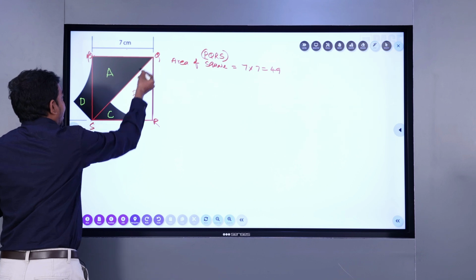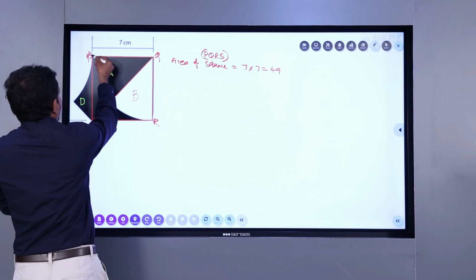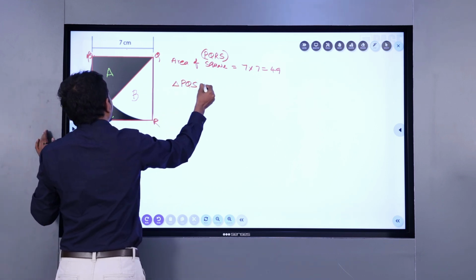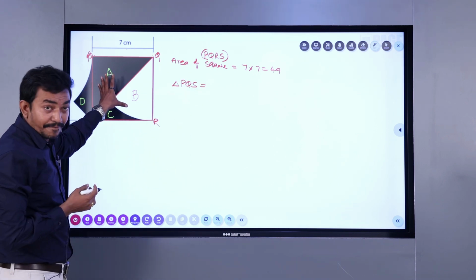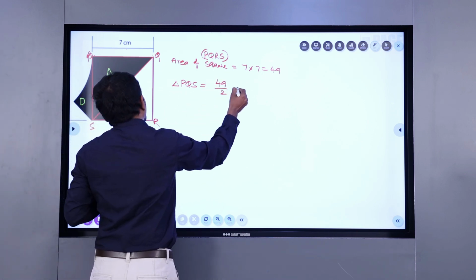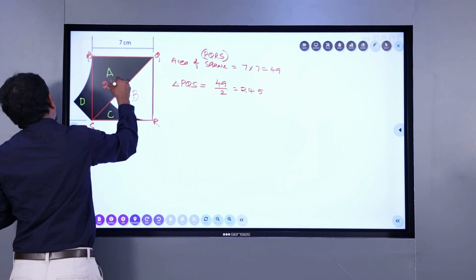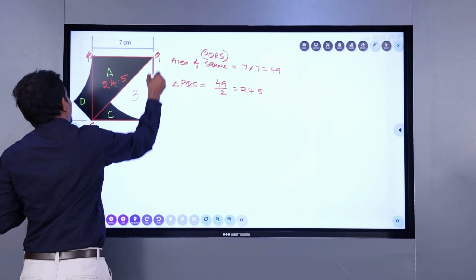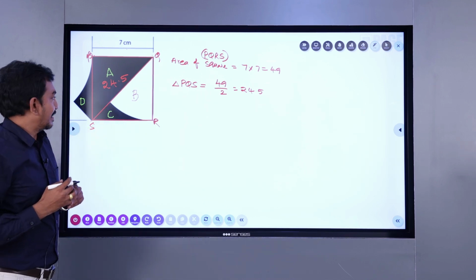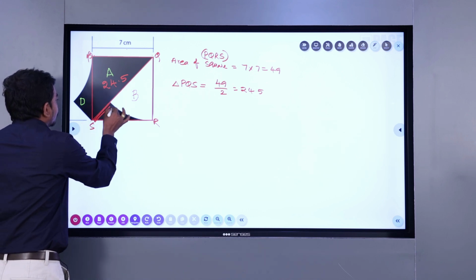But if we draw the diagonal that divides the area into two equal parts, what would be the area of PQS then? The area of the triangle PQS would be half of the area of the square. So half of 49 would be 24.5. So now this area is 24.5. This triangle QRS is also 24.5. But how do you get this shaded part?